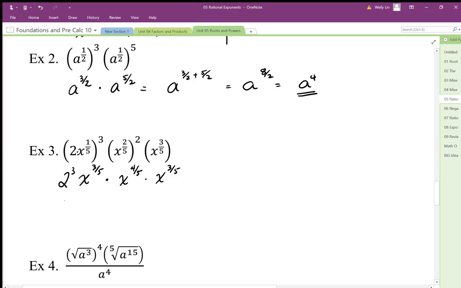So I can work out this 2 to the power 3 is 8 times, since these are all the same bases of x, I can put those x's together as 3/5 plus 4/5 plus 3/5. Okay, that works out to be 8 times x to the power 10/5. Which is really the same as the ratio of power 10 root 5 reduces to a ratio of 2 to 1.